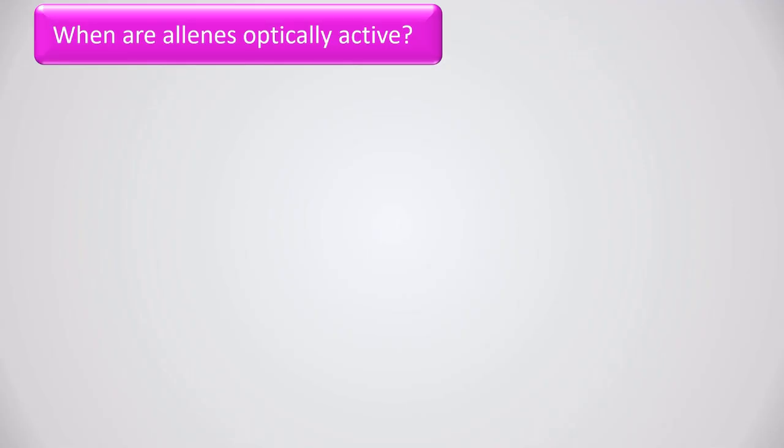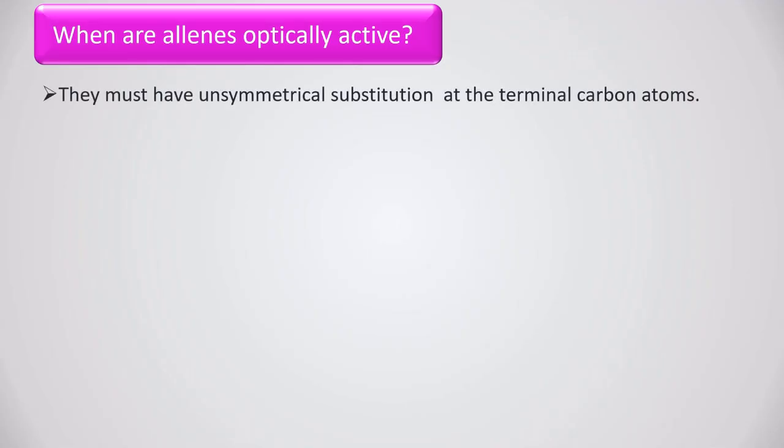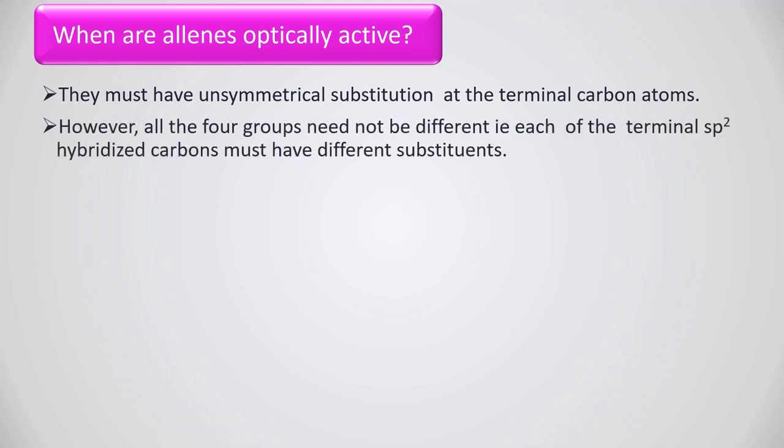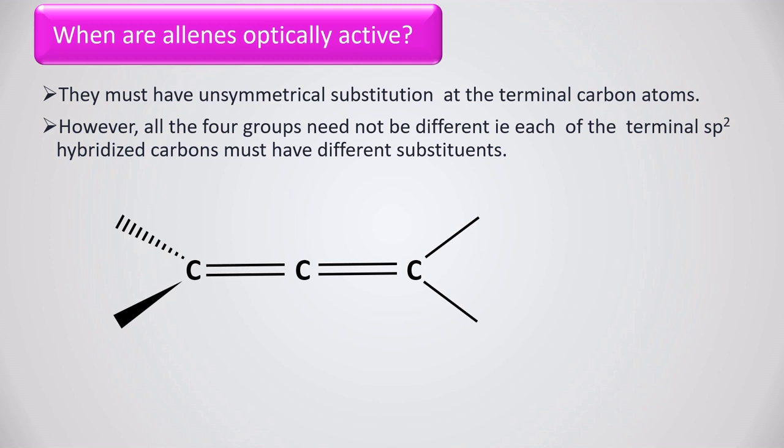Allenes are optically active when they have unsymmetrical substitution at the terminal carbon atoms. However, all the four groups need not be different. That is, each of the terminal sp2 hybridized carbon atoms must have different substituents. This will be clear in the example given below of 1,3-dichloroallene.